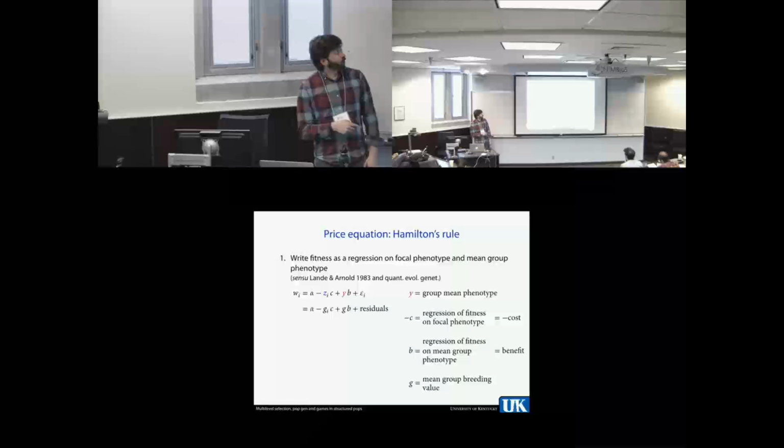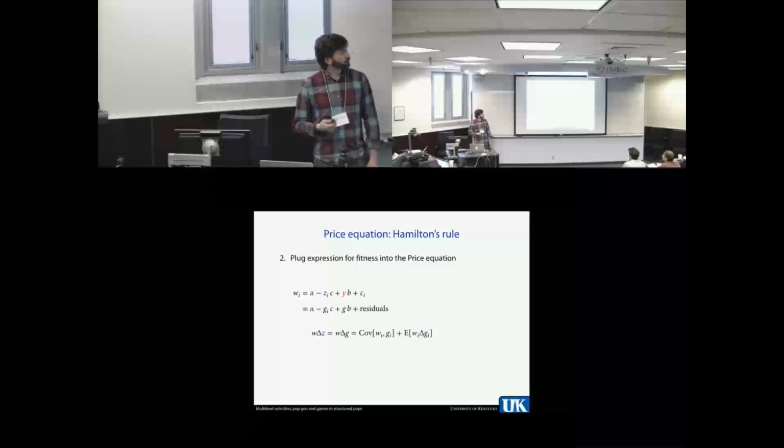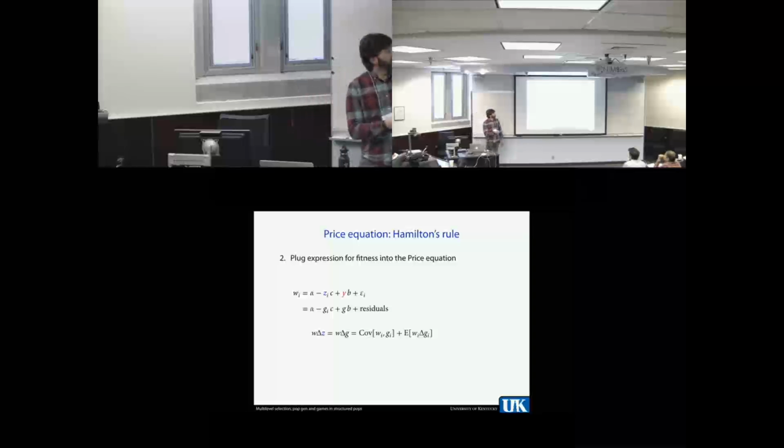And because each of these components is itself a regression of that phenotype on some genetic component, we can just write that out and collect everything that was a residual into the residuals here. So this is just the genotype of individual i times the cost, and then the mean genotype in its group times the benefit. So then all we have to do is plug the fitness into the Price equation here, and then just write it out.